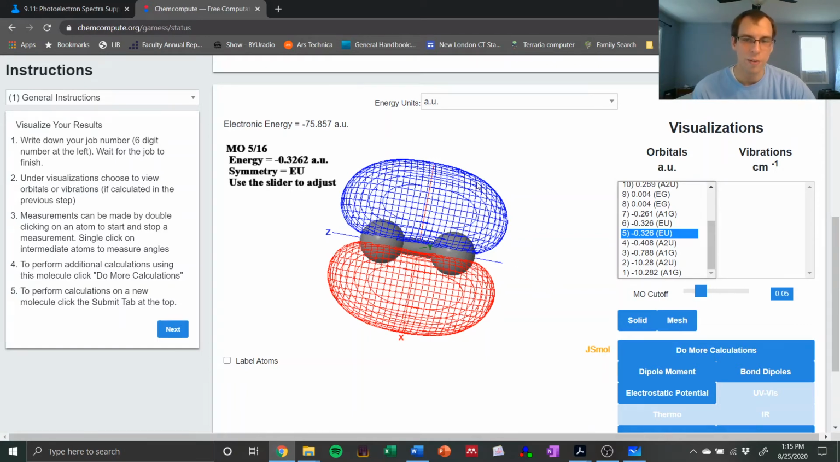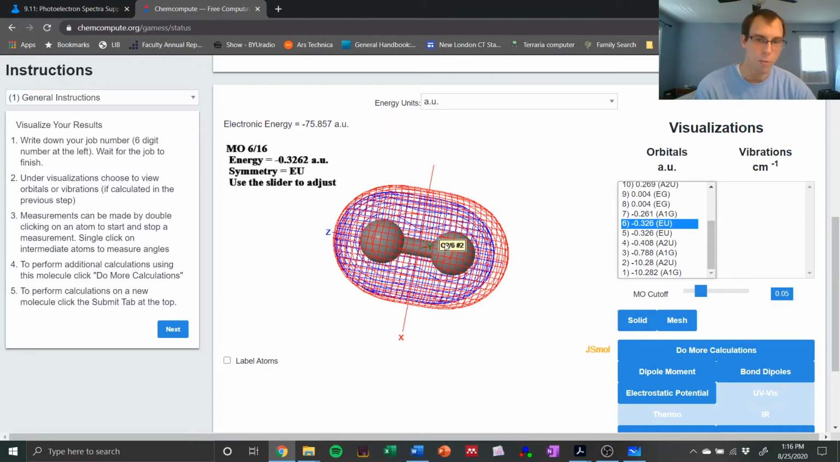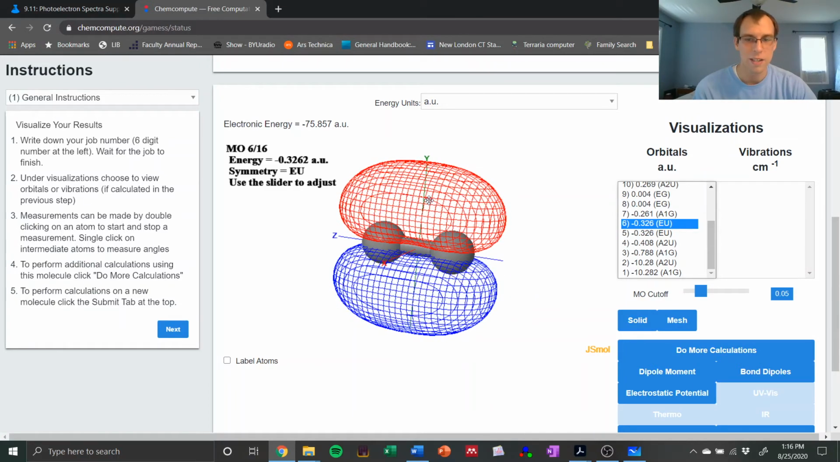And we have our lobe on the top and on the bottom. This would be a pi u orbital, a bonding pi orbital. And we have another one that's going to be perpendicular to it at 90 degrees. So this is like our px combining and our py combining. So this one would be py because it's along the y-axis.